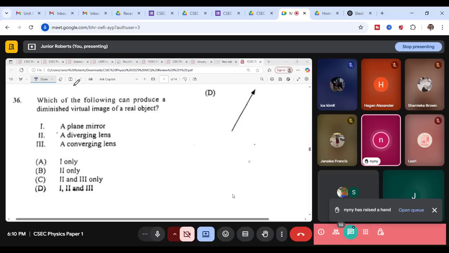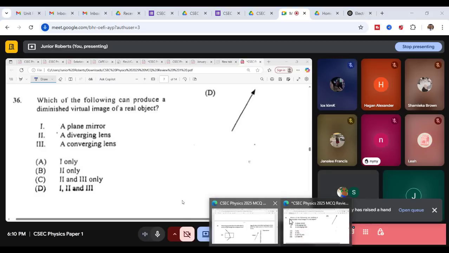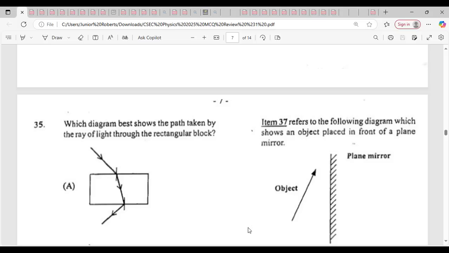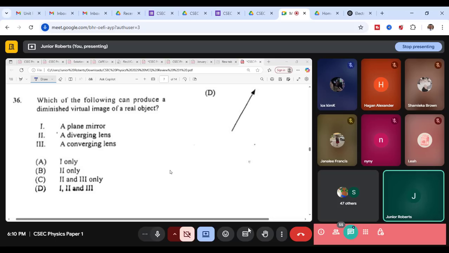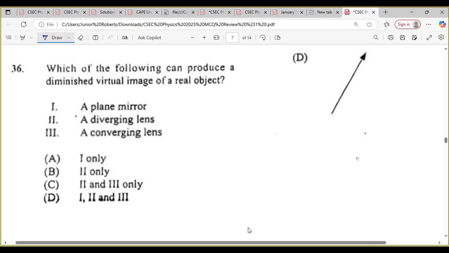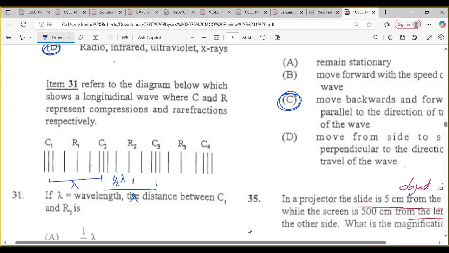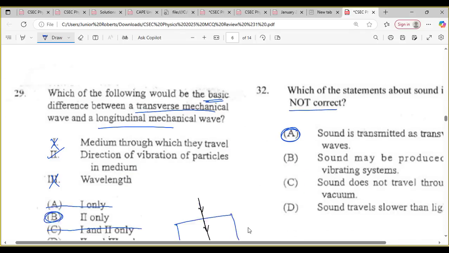Sir, what is number 32 answer, please? 32 answer, let me find that for you. Right here. 32 answer. Okay, so 32 was further up. That would be A.